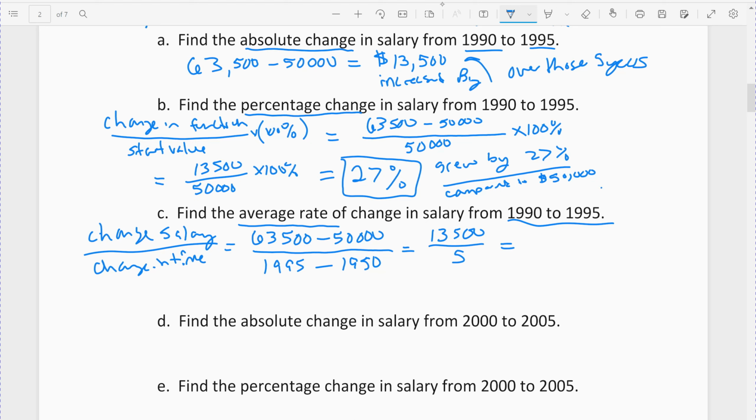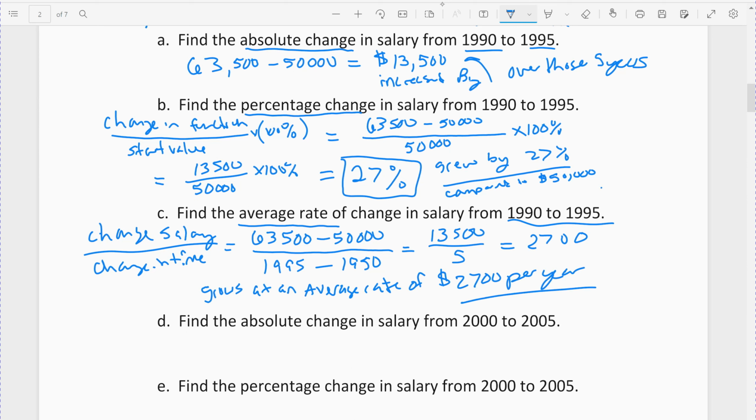And so it comes out to be, I have to write it down, so I have to type it out. So it's 13,500 divided by 5, which comes out to be 27,000. All right, so it's growing, it increases at a rate, an average rate. Again, rate would be how fast, the speed, of 27,000 per year. And basically, you can kind of check your answer that you did it right.